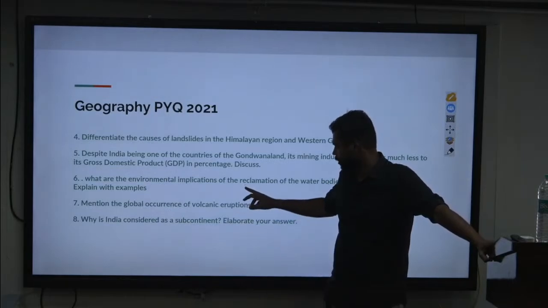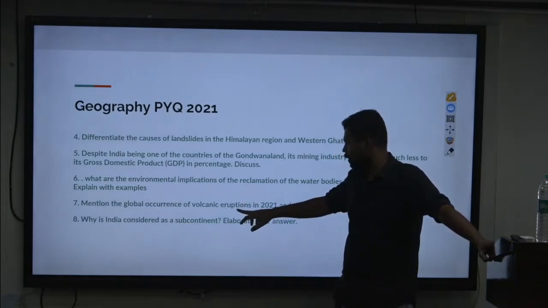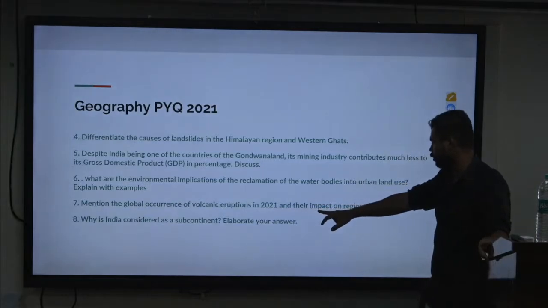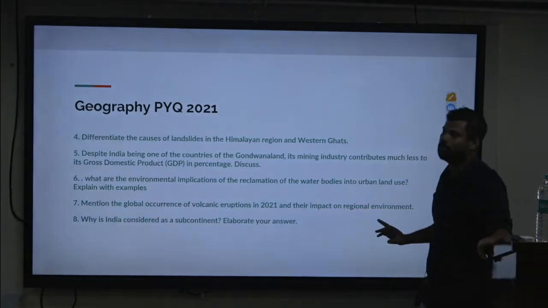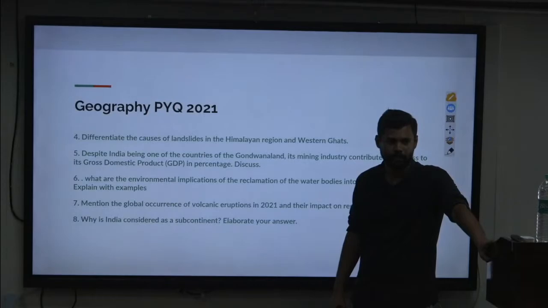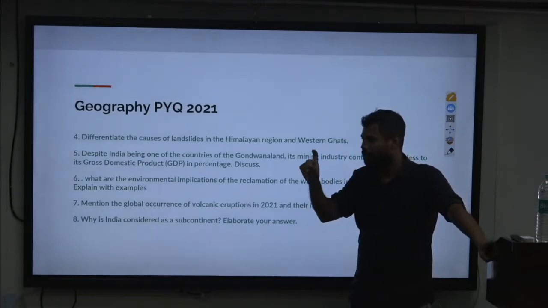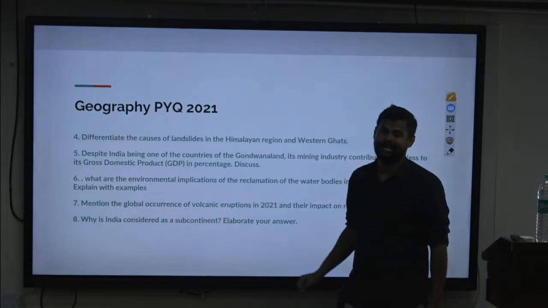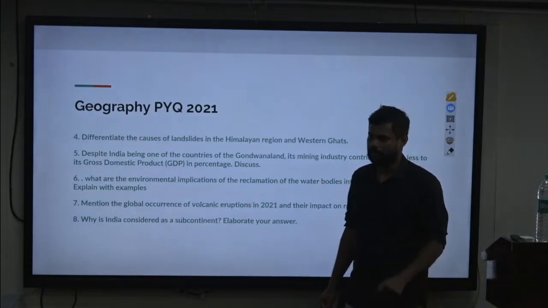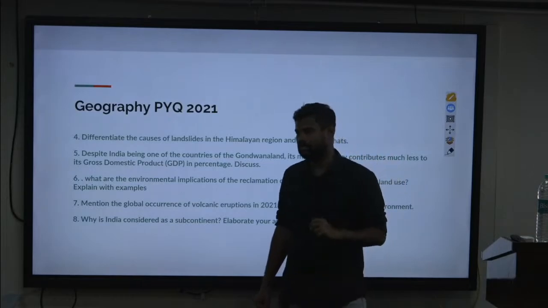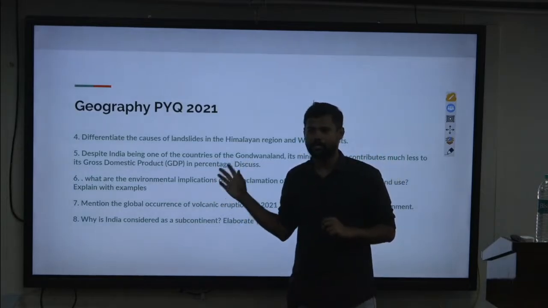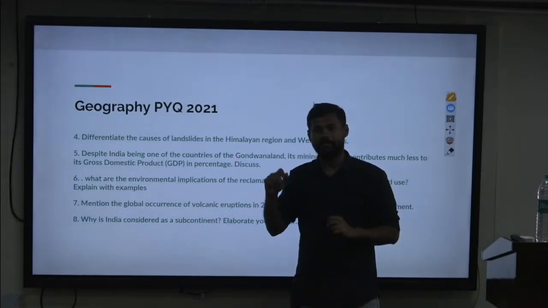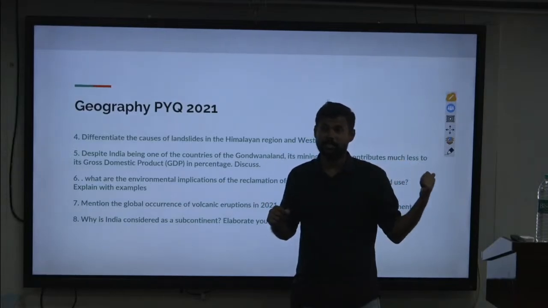Got it? Next. Mention the global occurrence of volcanic eruptions in 2021 and their impact on regional environment. Now, the difficulty is that they are asking you to mention the occurrences. Maximum you will know one occurrence, the occurrence in Indonesia, but you will not know the occurrences that happen in the other plate boundaries.